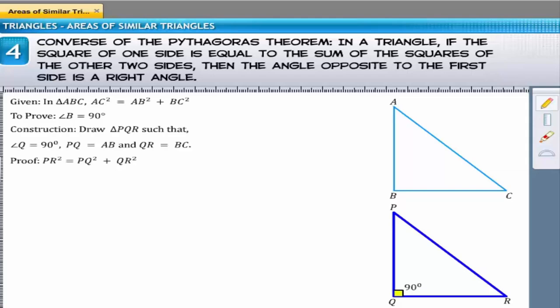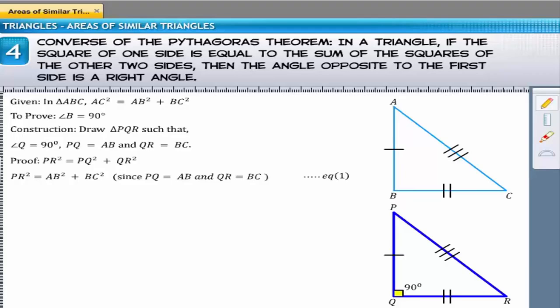By construction, we know that the corresponding sides of triangles ABC and PQR are equal. Thus, PR square is also equal to AB square plus BC square. Let's assign this as observation 1.